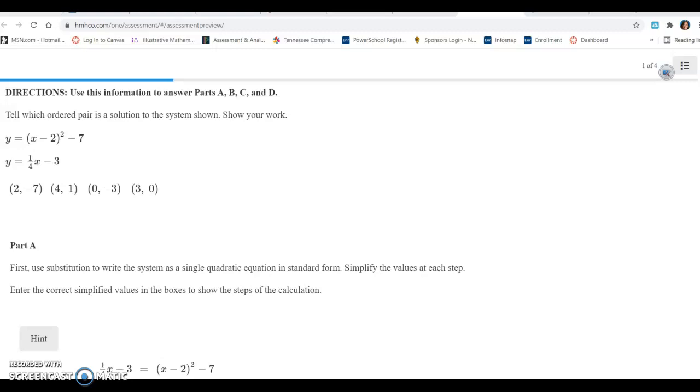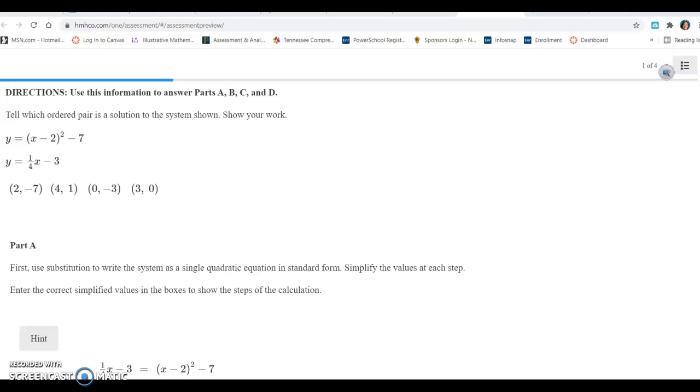So a system means two or more equations, so if the point is a solution, it has to work for both equations. The first point is 2, -7. If we take 2 and plug it in for x, 2 minus 2 is 0. 0 squared is 0. Minus 7 equals -7 for y. So it works for the first equation. Now check it for the second equation. 1/4 of 2 is 2/4, and 2/4 minus 3 is not going to give you -7.